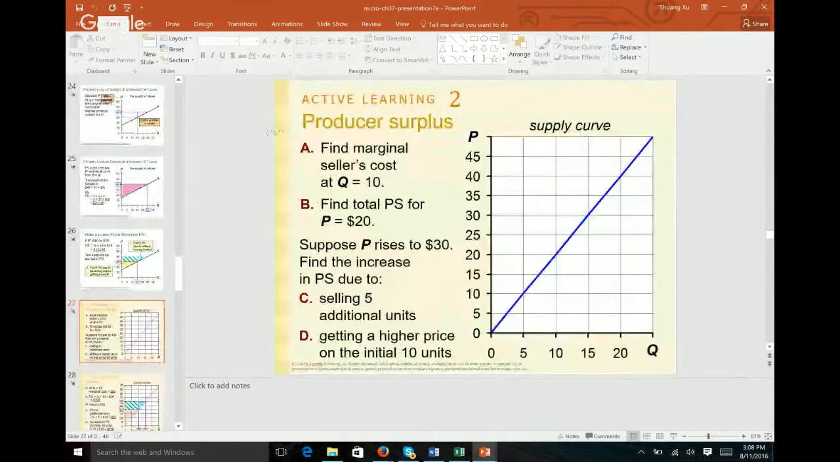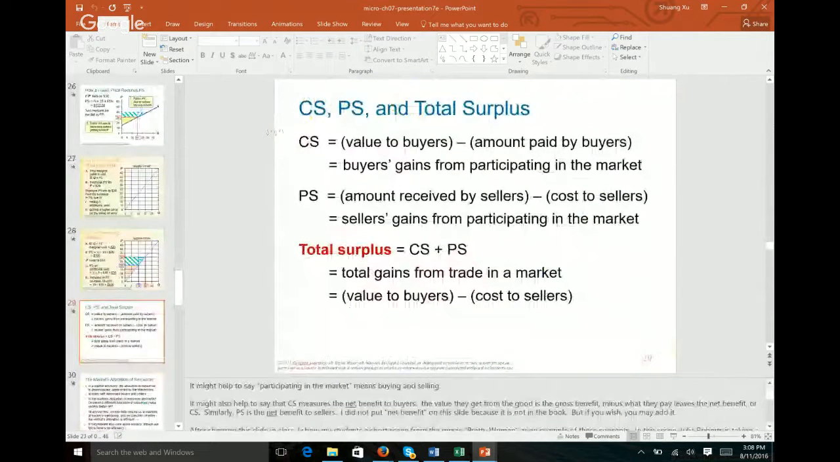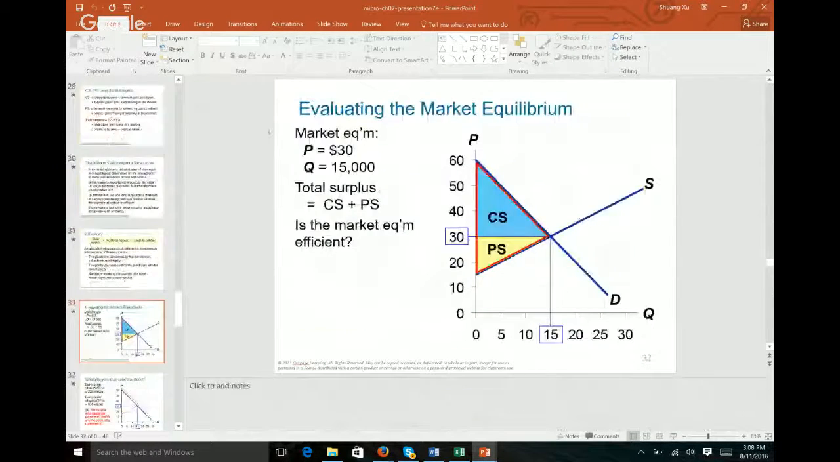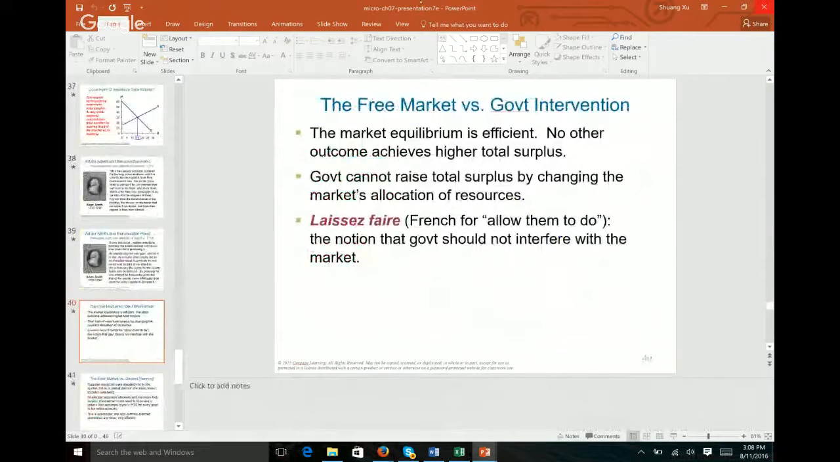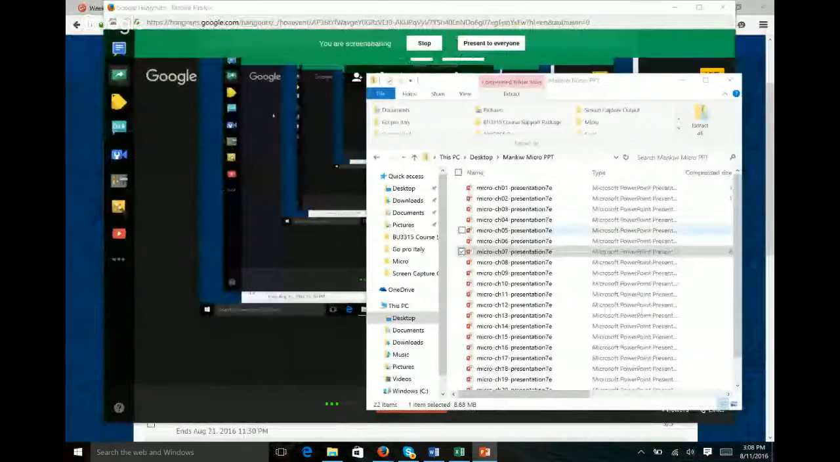Okay, let's see. Total surplus, know what that is. Total surplus is consumer surplus plus producer surplus. I think that's it. Chapter 7 is pretty simple, just the surpluses, and make sure you know how to find each one.